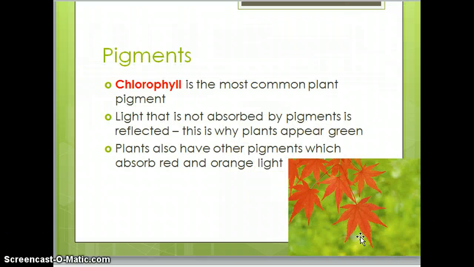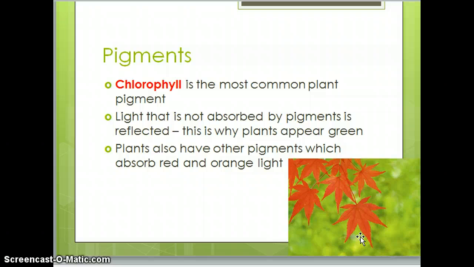Chlorophyll appears green. That's why plants look green too. So the pigment chlorophyll absorbs red and blue and violet light mostly. If you think about what the other colors of the rainbow are left, if you take away red and blue and violet, you're left with green, yellow, and orange. Plants have other pigments that absorb orange light, so take that one away too. And you're left with just yellow and green. These are the colors that are reflected. So whatever color of light is not absorbed gets reflected.